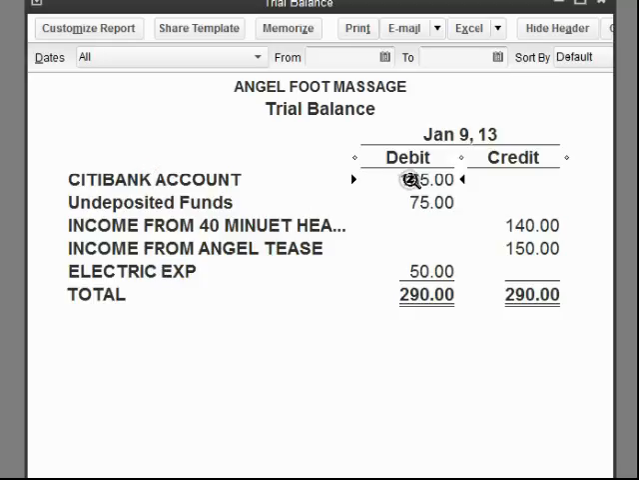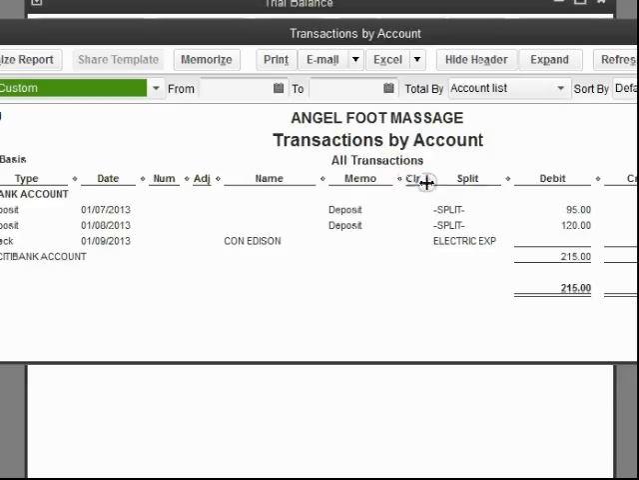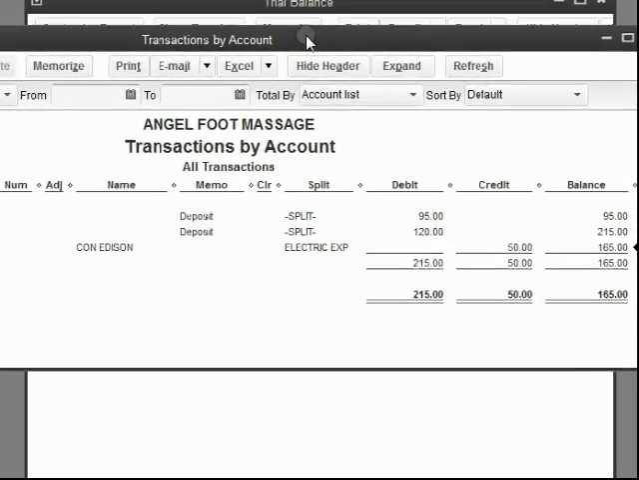You double-click the Citibank bank account, and you'll notice there were the two deposits we made in the previous videos, and then of course here's the check for $50 to Con Edison, which decreases the balance of the bank account.